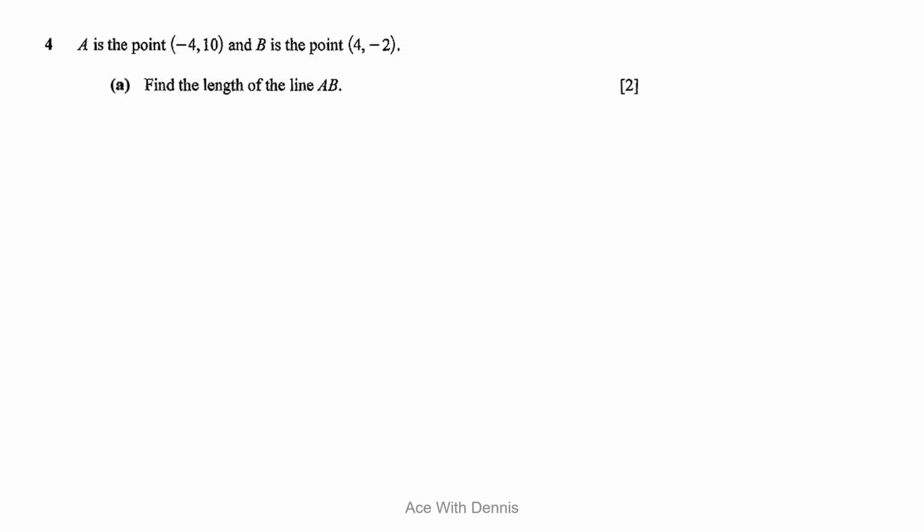Next, let's move on to question 4. A is the point with the coordinates of -4, 10, and B is the point with the coordinates of 4, -2. A. Find the length of the line AB. 2 marks. To find the length of the line AB, we just apply the formula square root of (x2 minus x1) squared plus (y2 minus y1) squared.